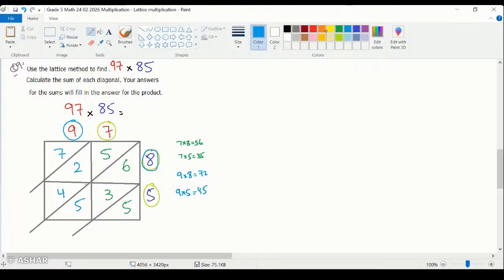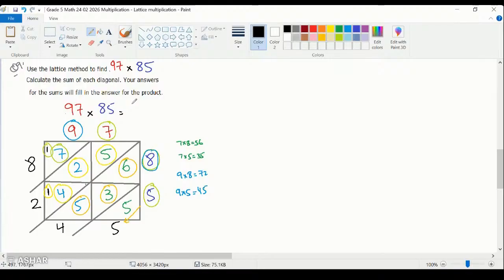Okay, let's add the diagonals together. This will stay as 5. 6 plus 3 is 9. 9 plus 5 is 14. We write the 4, we carry the 1. Then we have 5 plus 2 is 7. 7 plus 4 is 11. 11 plus 1 is 12. We keep the 2, we carry the 1. And 7 plus 1 is 8.